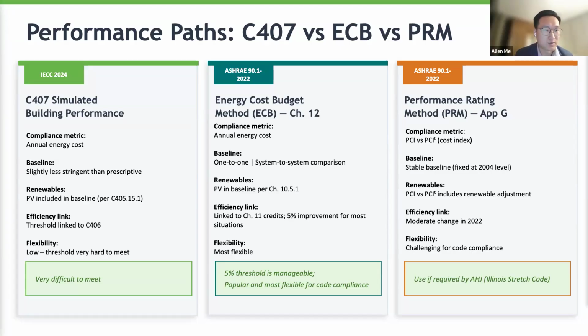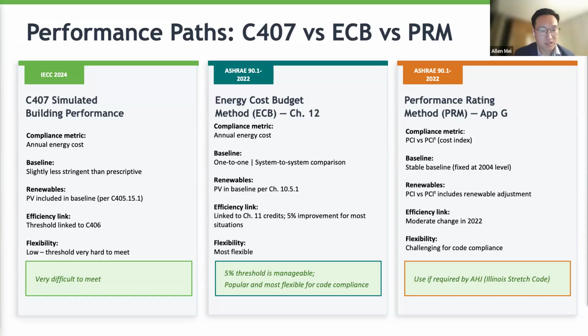IECC simulated building performance paths is very similar to ASHRAE 90.1 ECB energy cost budget method. They actually copied the language many, many years ago, but they didn't update a lot of the requirement there, the process there. And today, as written, IECC C407 is very difficult to meet.